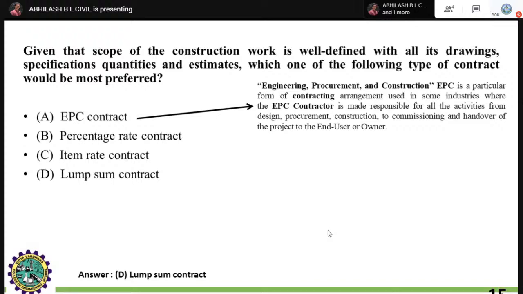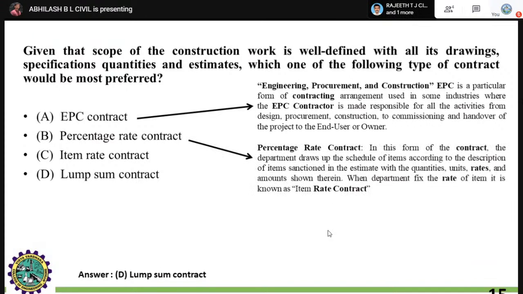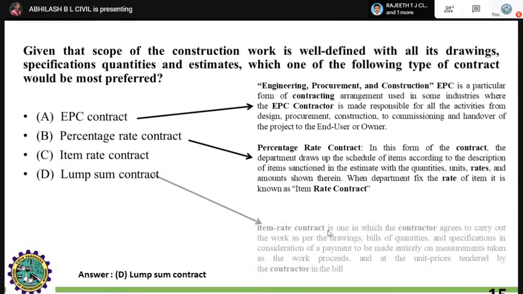Next, the percentage rate contract. In this form, the department draws up a schedule of items according to the description of the items sanctioned in the estimate, with fixed quantities, units, rates, and amounts shown therein. Where the department fixes the rate of the particular item, it is known as an item rate contract. Whether the rate is less or high for the particular material, the client department will fix the rate of the contract.